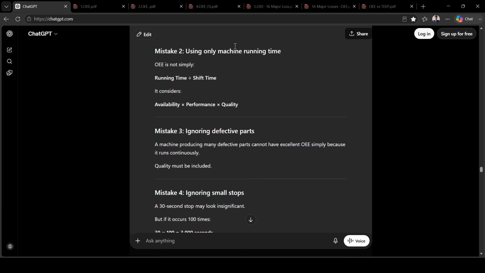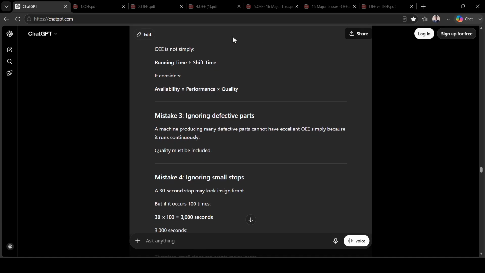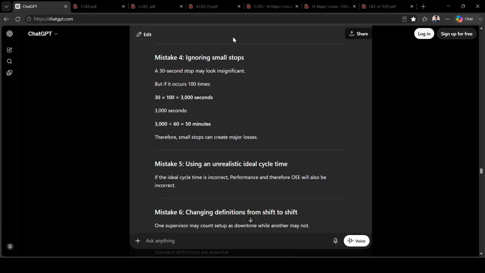Mistake 3, ignoring defective parts. A machine producing many defective parts cannot have excellent OE simply because it runs continuously. So quality must be included. Mistake 4, ignoring small stops. A 30-second stop may look insignificant, but if it occurs 100 times, 30 times 100 is 3000 seconds, which is 50 minutes. Therefore, small stops can create major losses.